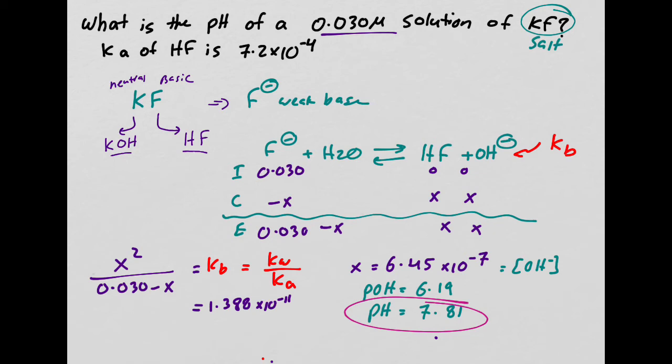So we need to solve for Kb using Kw. I figure out x, which is the OH minus concentration. pOH is minus log of OH minus. I get a pOH, subtract it from 14, and I get the pH. All right, beautiful. Let's do the next one.